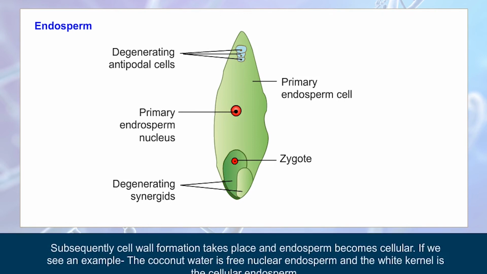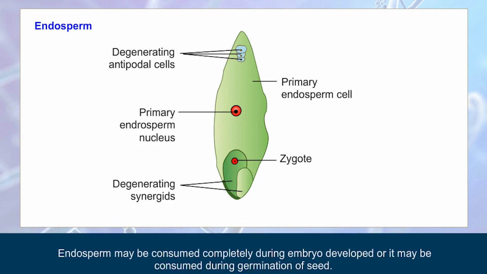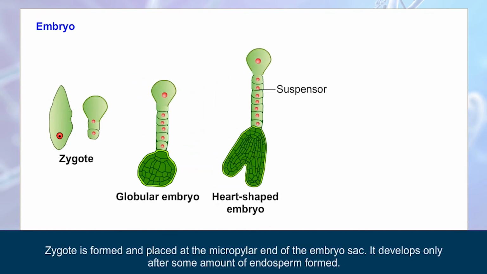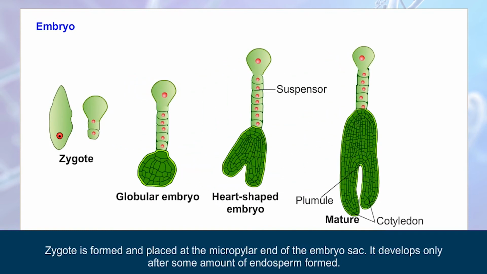Subsequently, cell wall formation takes place and endosperm becomes cellular. For example, the coconut water is free nuclear endosperm and the white kernel is the cellular endosperm. Endosperm may be consumed completely during embryo development, or it may be consumed during germination of seed. Embryo. Zygote is formed and placed at the micropylar end of the embryo sac. It develops only after some amount of endosperm is formed.